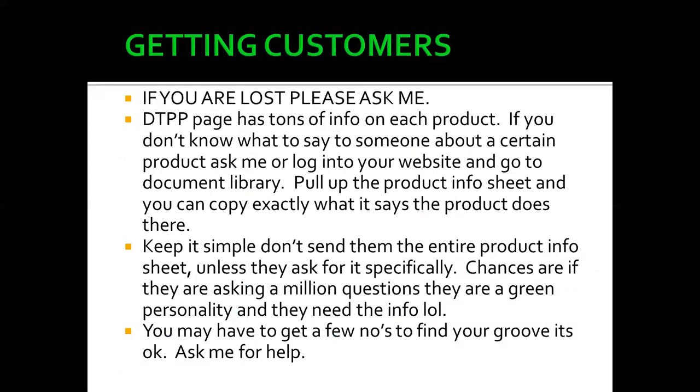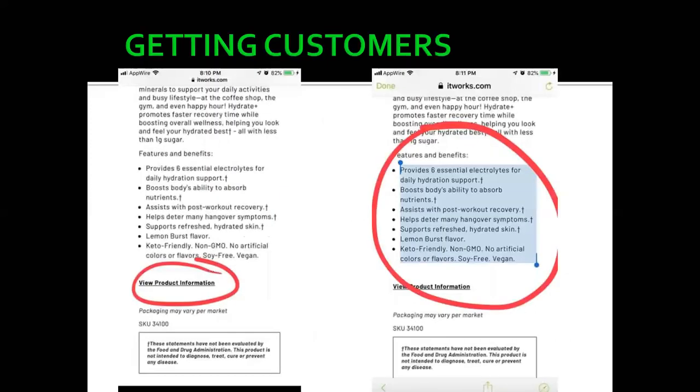Like I said, go to Document Library, pull up the product info sheet. It will tell you everything you need to know about the product. Also, the Product Coach website can tell you everything you need to know about a product. You can even search for gluten-free or caffeine. You can type in certain keywords on the Product Coach website and it'll tell you every product that's gluten-free, every product that's got caffeine in it, that kind of thing.